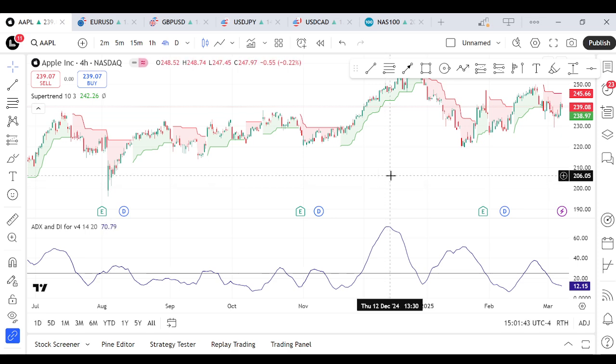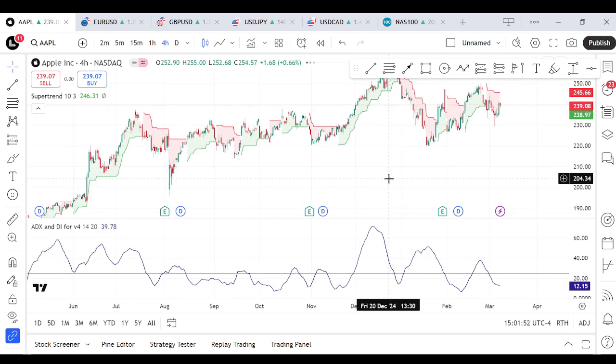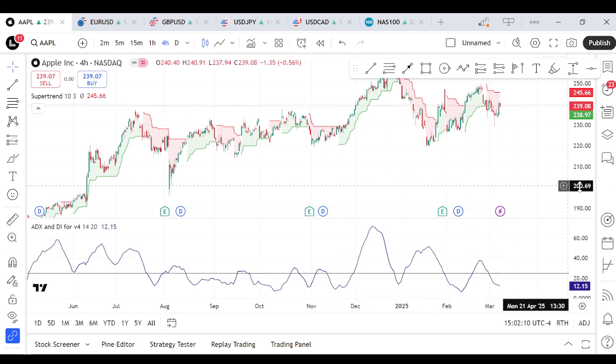So without wasting too much of your time, let's get started. The Supertrend indicator, first of all, I will explain the indicators used in this strategy. We have two indicators which are widely used. We have the Supertrend and we have the ADX. Now, the Supertrend indicator is designed to help you identify the direction of the market. It does this by plotting a line on your chart based on the average true range, ATR, and price movements.